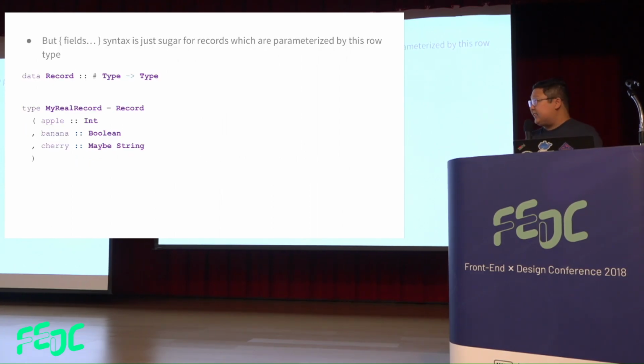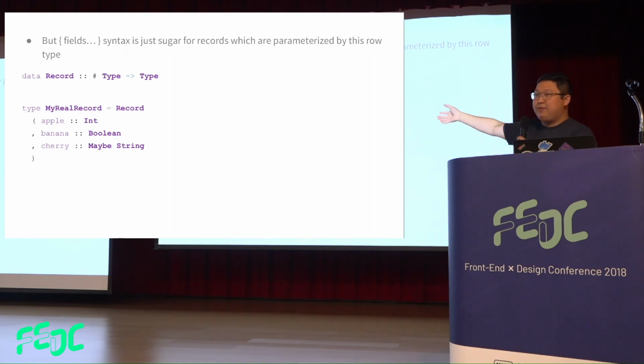So the field syntax is sugar for this record data type. Data record is actually just a normal PureScript type where it takes this pound type, row type parameter. Once you pass in that row type parameter, then you have a concrete type you can work with, and there are valid values for that type. So if you have type myRealRecord, it's going to be equal to record with this row type parameter: apple Int, banana Boolean, cherry Maybe String.